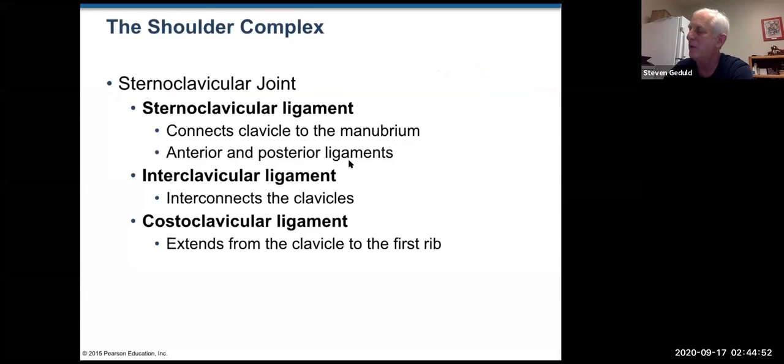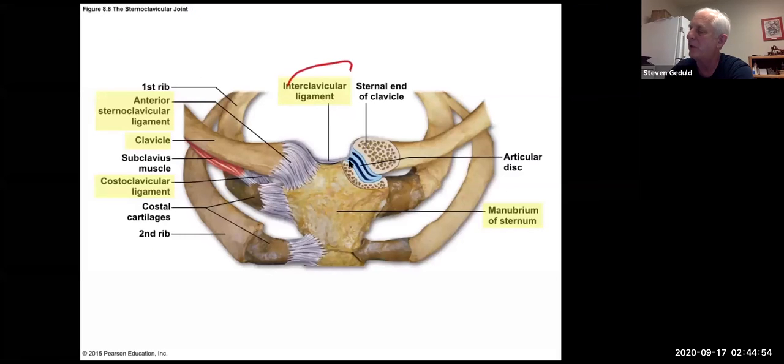Okay. There's your interclavicular ligament. This connects the two clavicles. Okay. This is the anterior sternoclavicular ligament, connects the clavicle to the manubrium of the sternum. And your costoclavicular ligament connects the clavicle to the first rib as it comes across here. And this is the body of the sternum. This is the manubrium of the sternum right here.